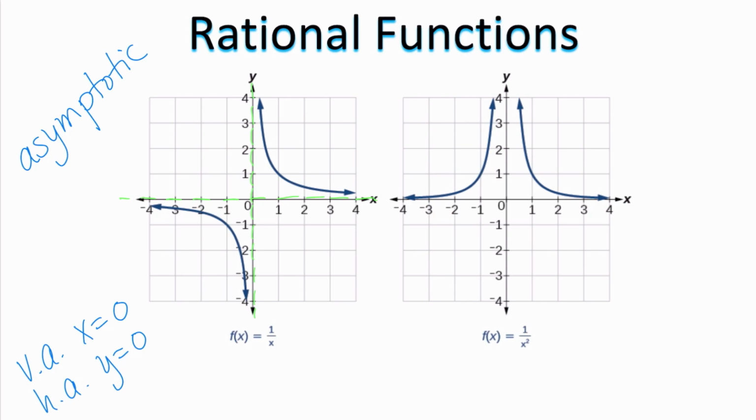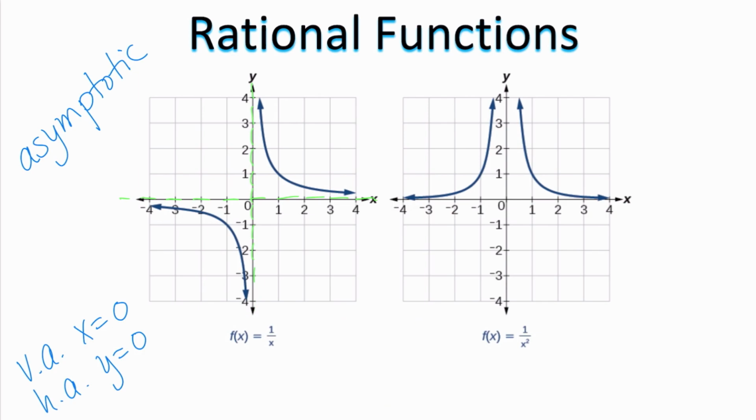But there is a way for you to tell by looking at the equation. One of the ways that you're going to be able to determine the vertical asymptote is to set the denominator equal to 0. Division by 0 is mathematically impossible, so in a fraction, the denominator can never equal 0. If we look at this function, f of x equals 1 over x, what would make my denominator 0? 0. So if I set the denominator equal to 0, that tells me that I have a vertical asymptote at x equals 0.